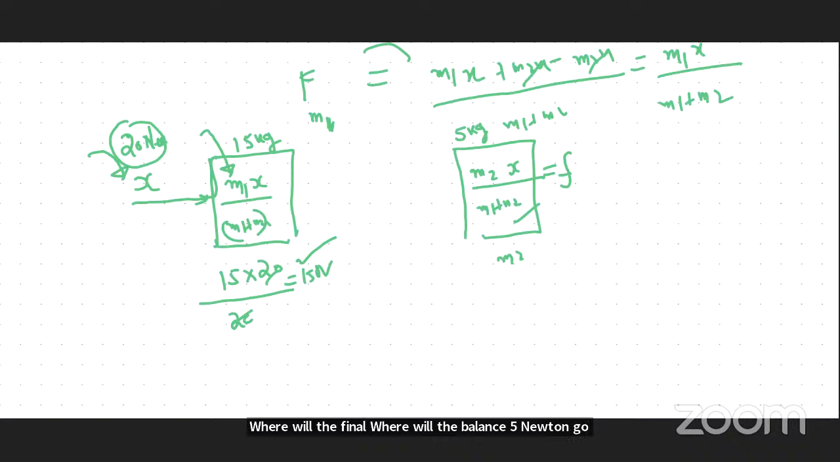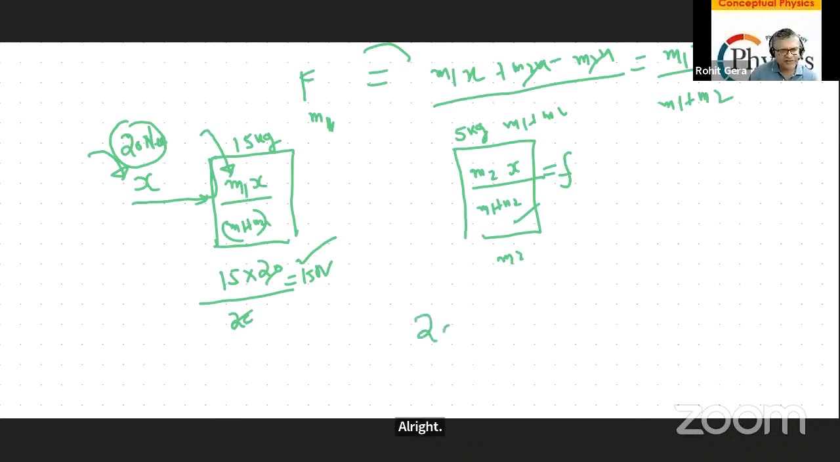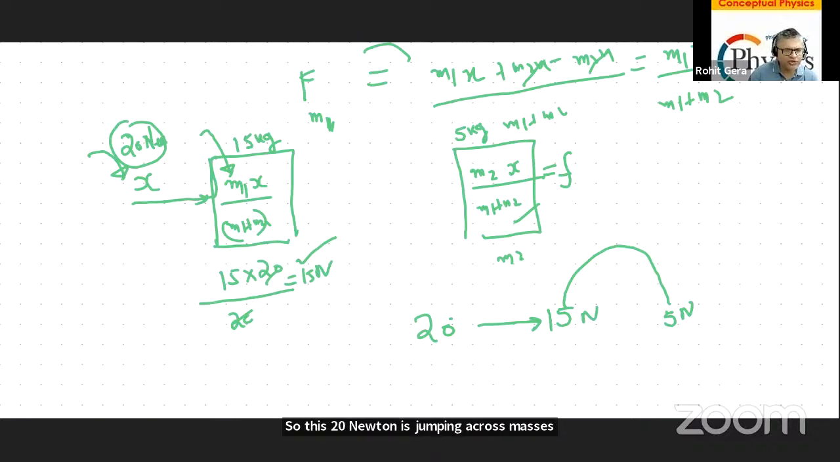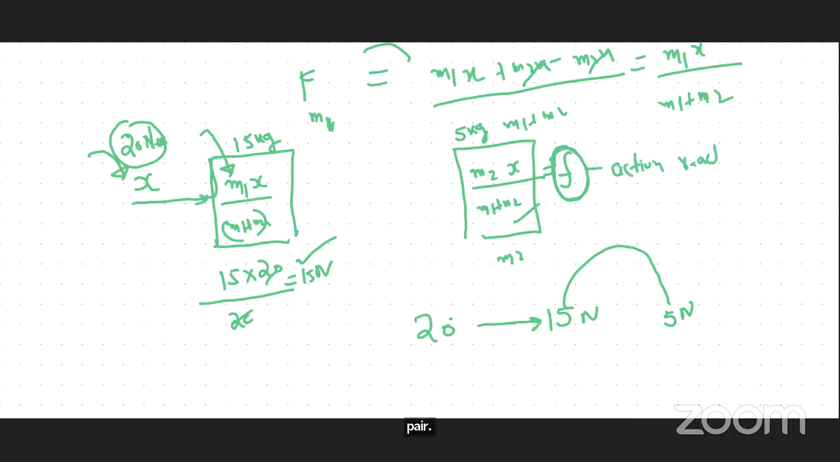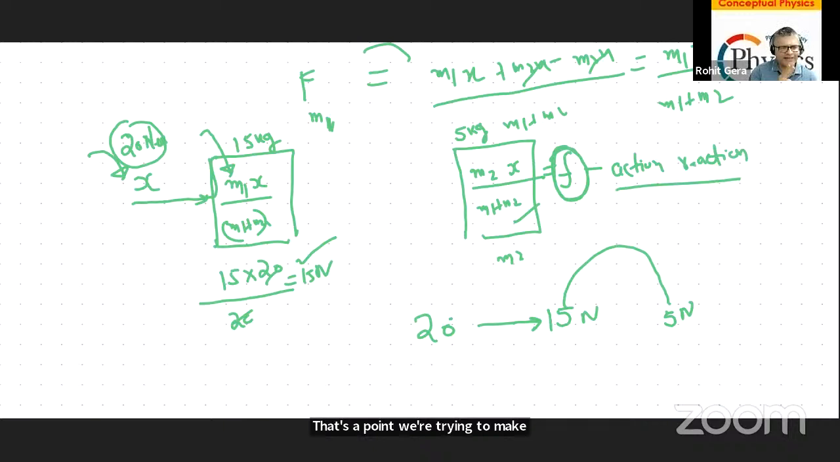M2 वाले में. M2. So which means the 20 Newton, the first part of it gets transmitted to the first mass as 15, and then the balance jumps to the next mass. So this 20 Newton is jumping across masses. And using what? What was this? Action reaction pair? Yes. That's the point we're trying to make. That action and reaction pair is helping with the transmission of the 20 Newton force in each of the places where there is a contact.